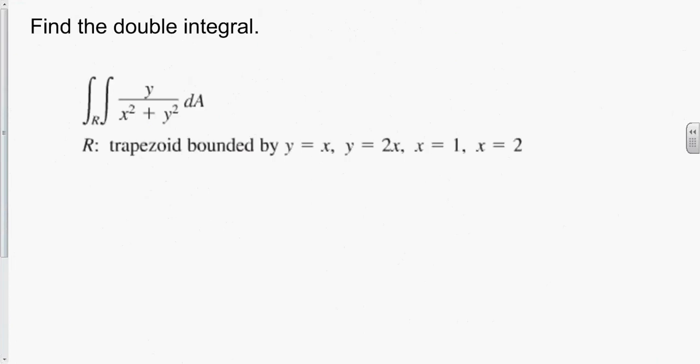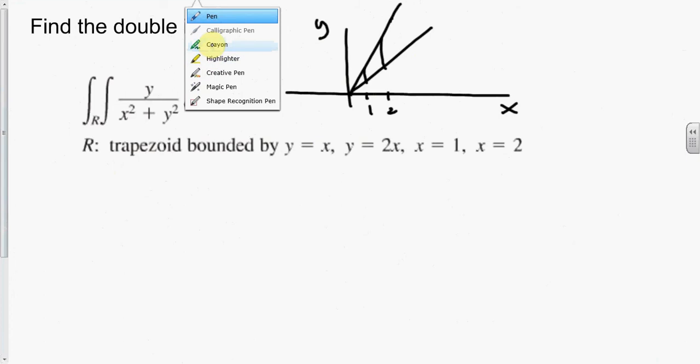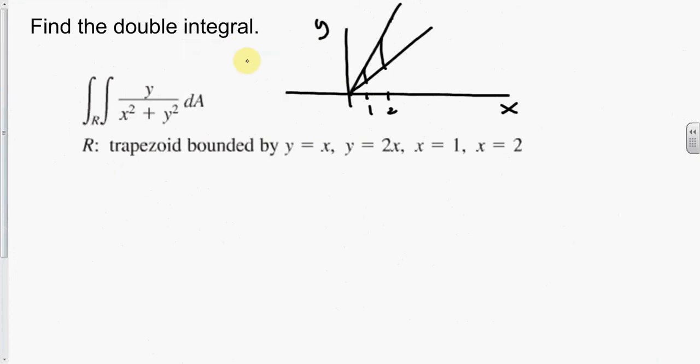Find the double integral of this guy. This is a trapezoid bounded by y equal to x, y equal to 2x, x equal to 1, x equal to 2. So we have y equal to x, and we have y equal to 2x, something like that. And then x equal to 1, x equal to 2. So it's this trapezoid. That becomes the region in the xy plane.